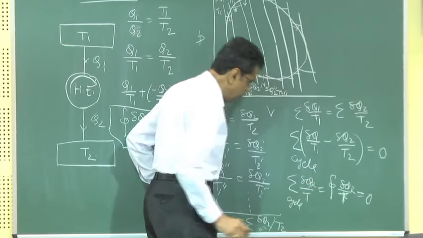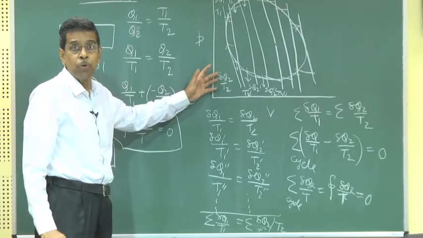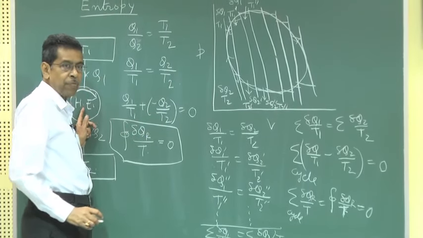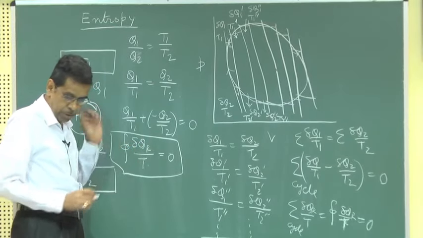So delta QR by T is 0. Therefore, from this simple logical proof we get that for a reversible heat engine, or for a reversible thermodynamic cycle, the cyclic integral of delta QR by T equals 0.